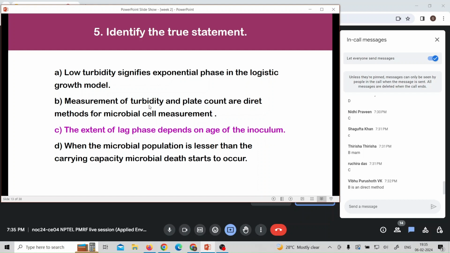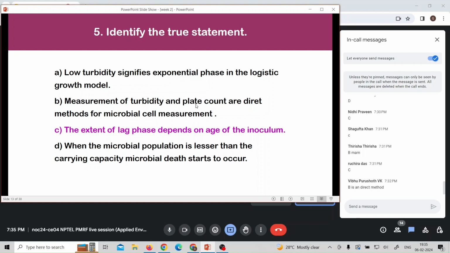Okay, but in turbidity, what you're doing is you're going to measure only the optical density, right? You're going to do OD measurement. So that is not a direct method, but that is an indirect method. So this statement is not true because I included the word turbidity here. If it's going to be only plate count, the statement is true.